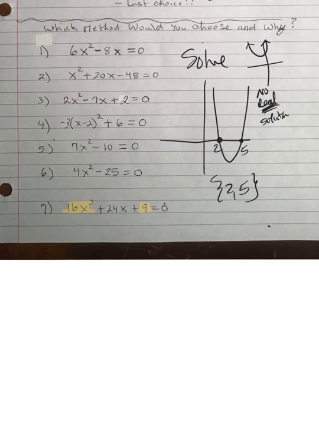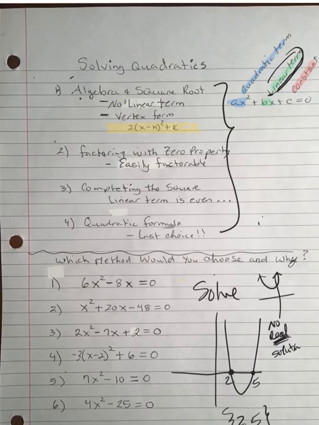Okay, word problems are up next. So here's the order again, in case you forgot it. Algebra and square root property first, and then factoring if it's an easy factoring problem. Completing the square: the coefficient has to be 1 on x squared, so we'd have to divide that out, and if the linear term is an even term, that means we wouldn't get into a bunch of fractions. And the quadratic formula is my last choice.